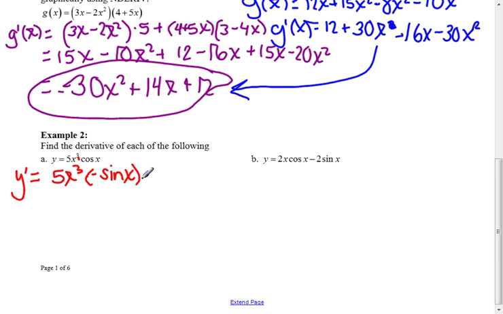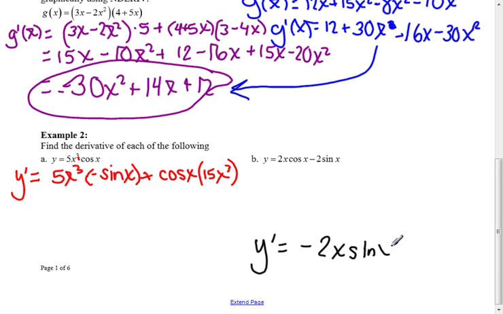Plus the second function now, times the derivative of the first, which would be 15x cubed. And you can combine that or write the negative in the front. You could change the order if you want, or we could just leave it like that. Now you can try this next one all on your own, and at the end, you should get y prime equal to negative 2x sine of x. Okay, that's it.